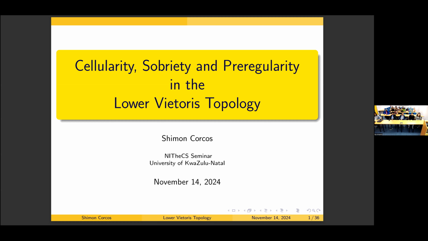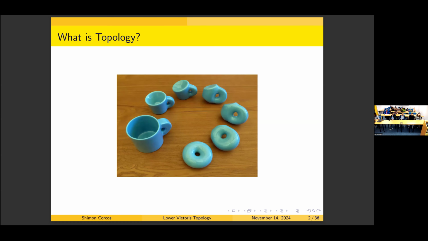Now, for those of you that are unfamiliar with the subject of topology, which is my research area, I would just like you to keep that word in mind as we go through this talk. So what is topology? Topology is essentially the study of properties of geometric spaces that are preserved under continuous deformations, like stretching, twisting, or bending, but not cutting or gluing.